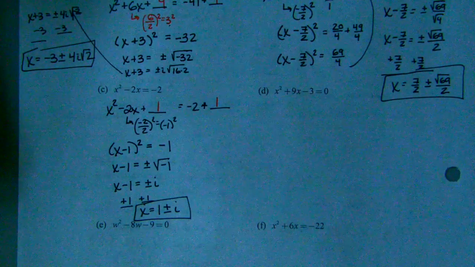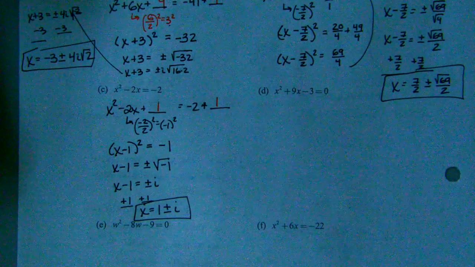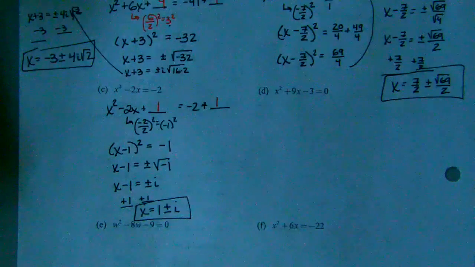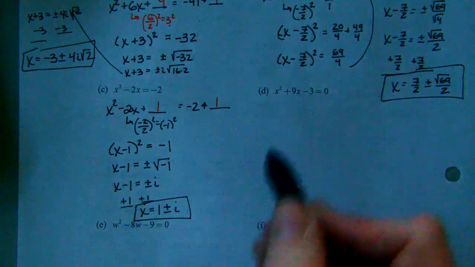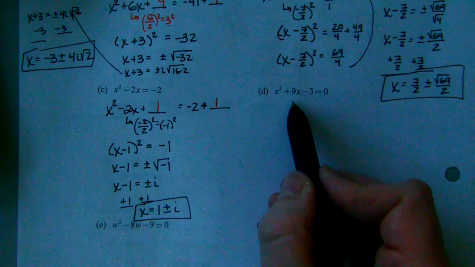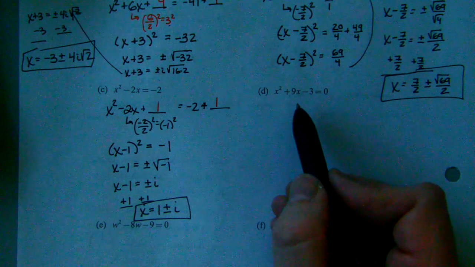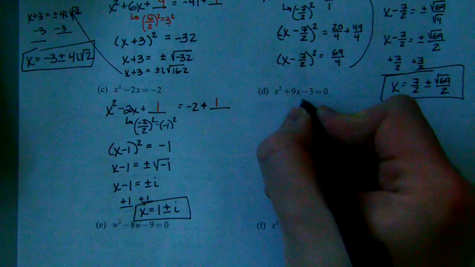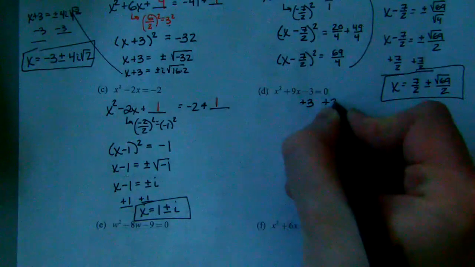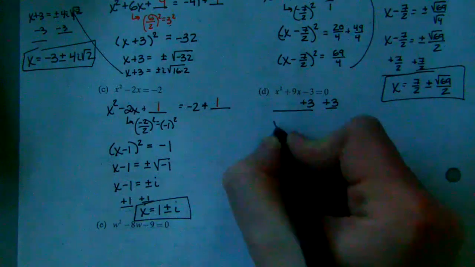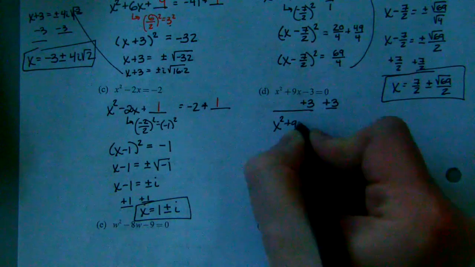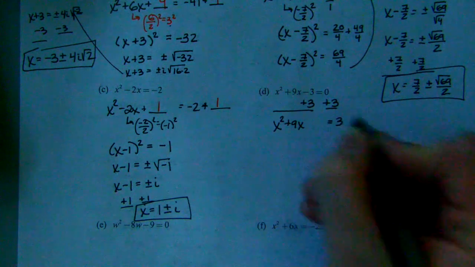Letter D. Can you look at letter D right away and tell me if we're going to get nice integer things that we have to add to both sides, or if we're going to end up with some fractions when we complete the square? Actually, this is not a great question. Before we do anything, let's get this in the right form. Let's get the x's on one side, the constant on the other. X squared plus 9x equals 3.